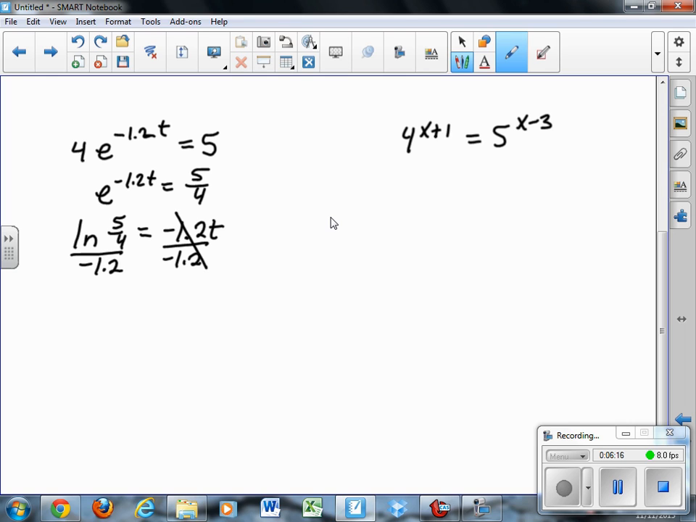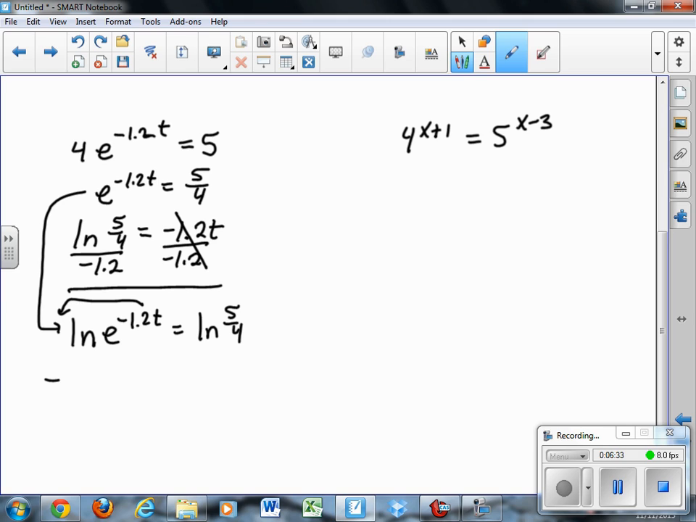Another thing I could do would be just to take natural log of both sides to start with, starting from this line. I could say natural log of e to the negative 1.2t is equal to natural log of 5/4. Using my product property or the rainbow rule, bring the negative 1.2t out front times natural log of e is equal to natural log of 5/4. Well, natural log of e is log base e of e, so this is just equal to 1. So that simplifies down to negative 1.2t is equal to the natural log of 5/4. Once again, divide by negative 1.2 and I can figure out what the answer is.